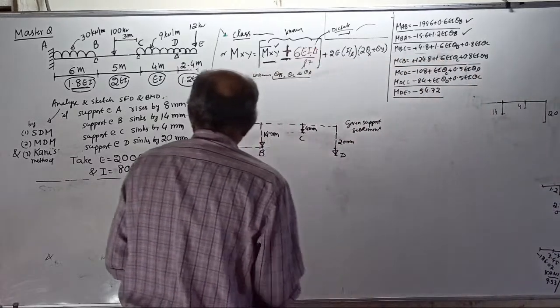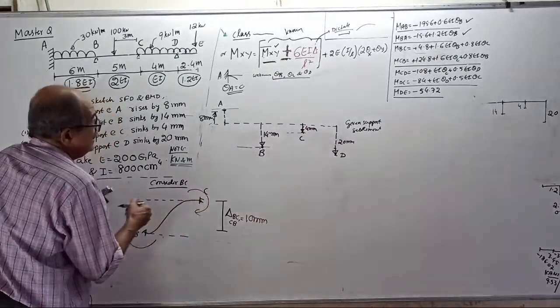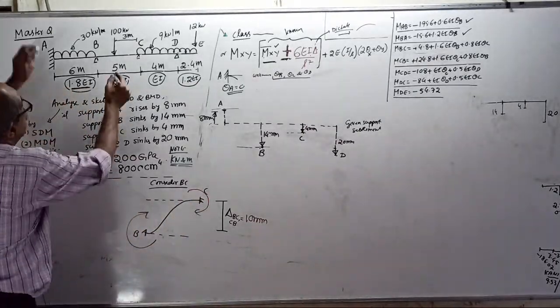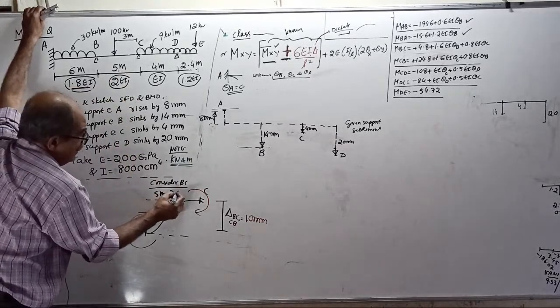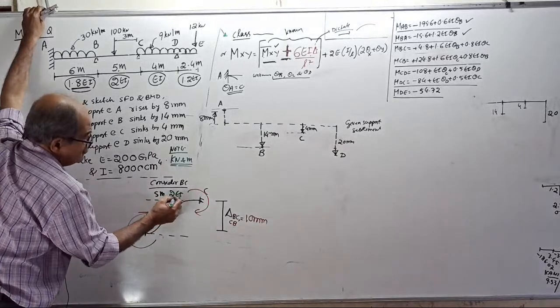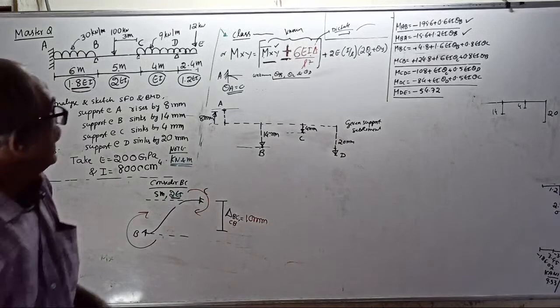Clockwise. So, both are clockwise. Be careful. Clockwise, clockwise. There is a chance of making a mistake: the member length is 5 meter and it has got 2 EI. Don't forget this 2 EI. It has got 2 EI there. Now, substitute one by one.